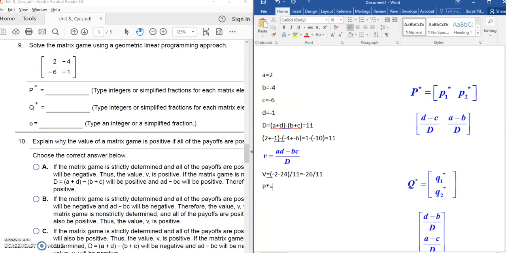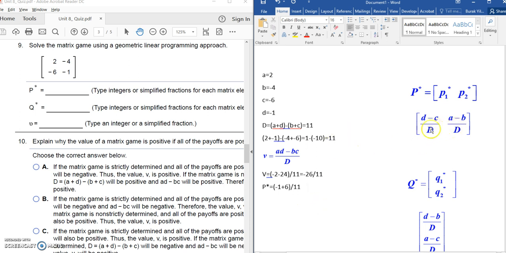So now let's look at P star. P star is D minus C over capital D. So D minus C, that's -1 minus -6. So -1 minus -6 turns into +6. And then that divided by capital D, which is 11. So that's the first entry of P star.